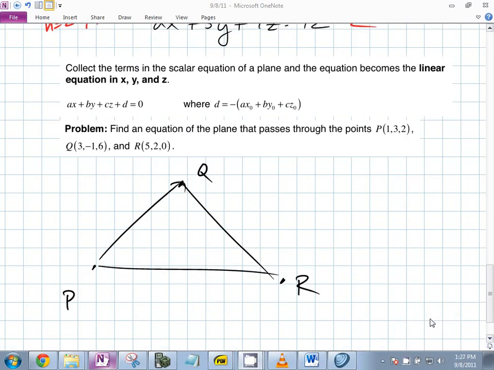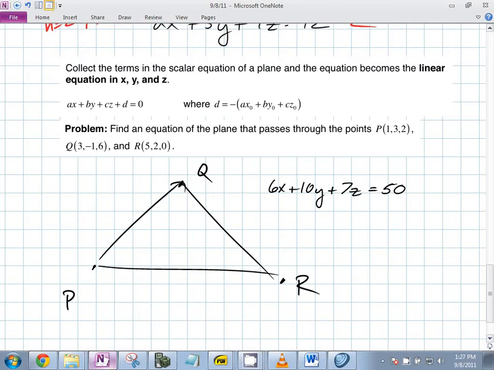Their answer, what do they think it was? Josh, what do you got? 6x plus 10y plus 7z minus 50 equals 0. Yep, that's the answer. Does anybody have something similar to that? Does anybody agree with that? You have the same one? Does anybody have something different than that?